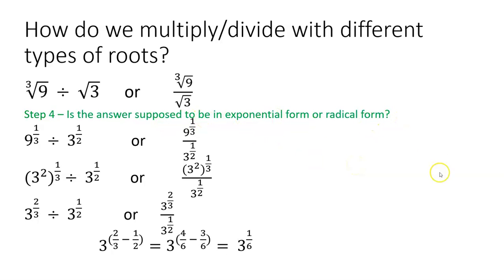Our last step is to check to see if our answer is supposed to be in exponential form or radical form. In exponential form, this is done. But in radical form, we realize this would be the 6th root of 3. So whatever form we need, that's the answer we will write. Check on your homework assignment. It may just want radical form, or maybe it wants exponential form.